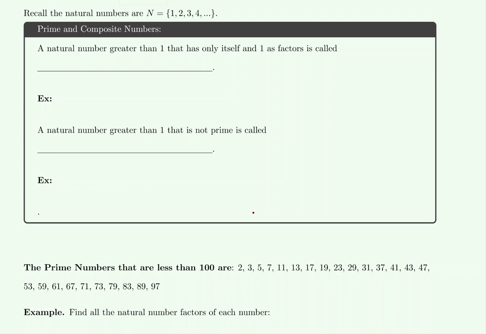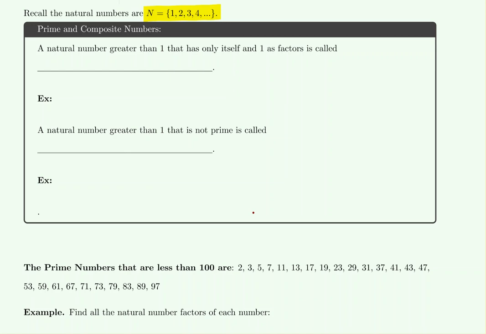In this video, we will talk about some prime and composite numbers. So to begin, let's review the definition of natural numbers. Natural numbers are, in words, just all the positive integers. So the lowest natural number is 1, then 2, 3, 4, and it continues in that pattern forever.